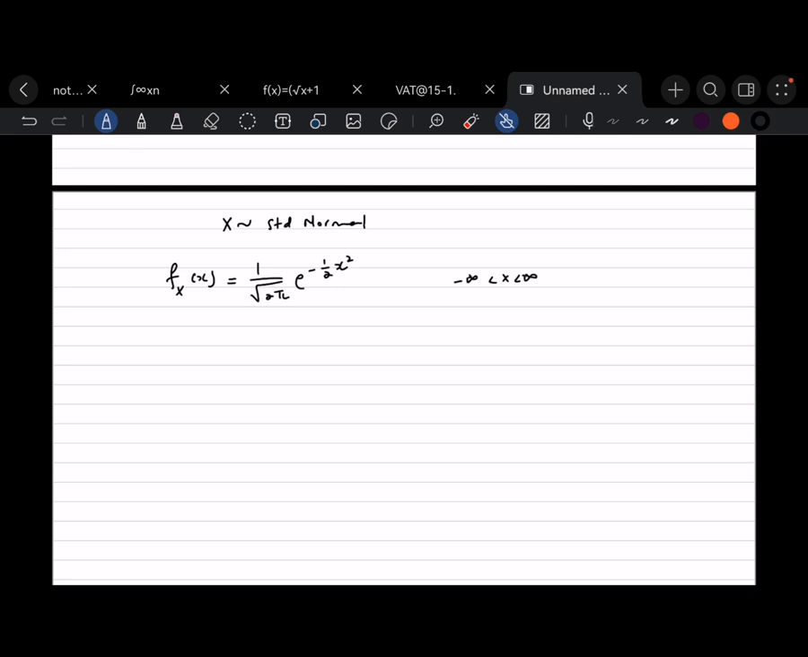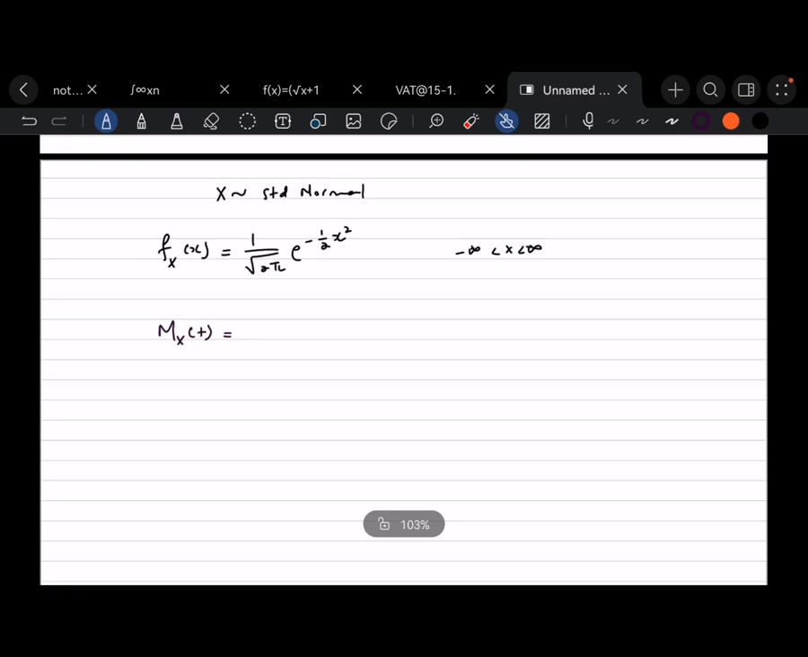So I want to find the moment generating function of the random variable X. This is defined as the expectation of e to the tx. Now this x is because my random variable is X, but if my random variable was Y, then it was going to be e to the ty. So I want to find this expectation of e to the tx.